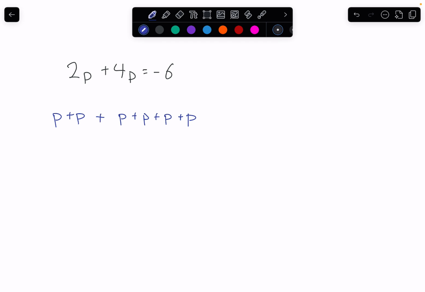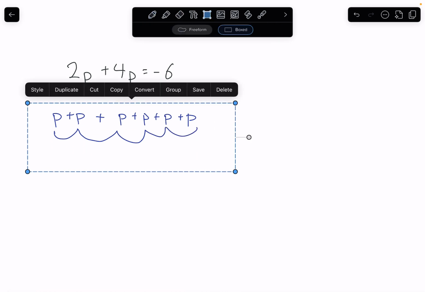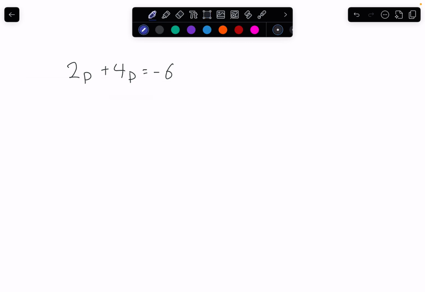Well, if you add those together, you end up with 1, 2, 3, 4, 5, 6p, right? We're just combining, and we can do that because they're all the same kind of term. So 2p plus 4p just becomes 6p. We didn't change anything on this side, right? This side is still equal to the same amount, 2p plus 4p. We combined those like terms together and got a 6p. And so that is still equal to negative 6.